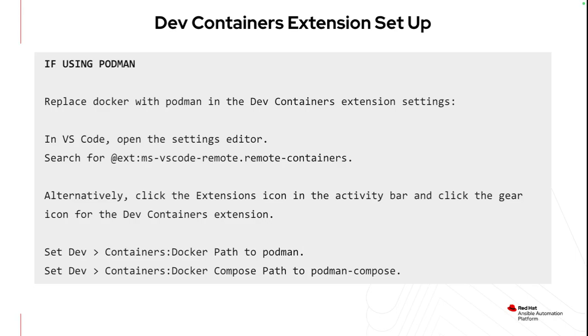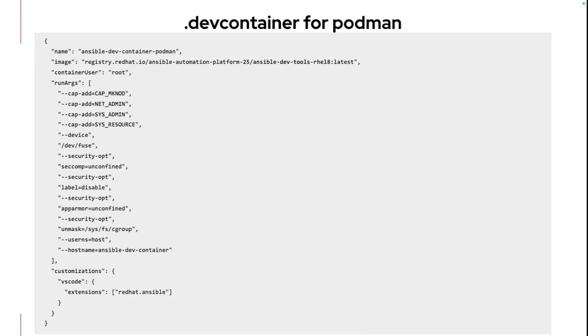As far as the setup goes itself, there is a little bit of extra setup if you're using Podman because the dev containers extension actually defaults to Docker. But once you've gotten into VS Code and downloaded the particular extension, you then just need to set the Docker path to point to Podman and the Docker Compose path to point to Podman Compose. That's it as far as that initial setup for dev containers is. Once again, I'll show those particular settings once I switch over to VS Code in a second.